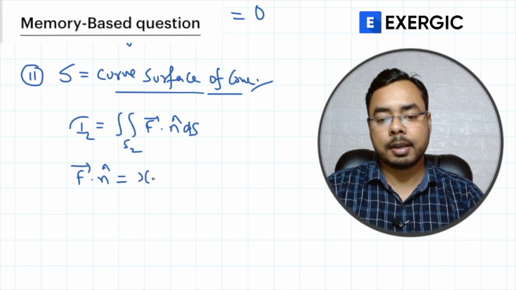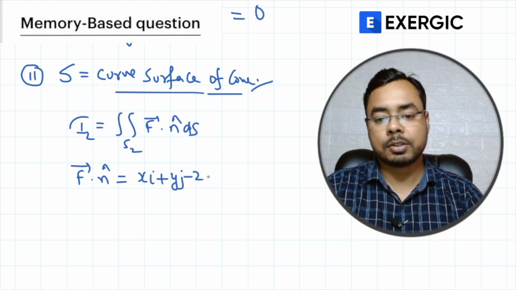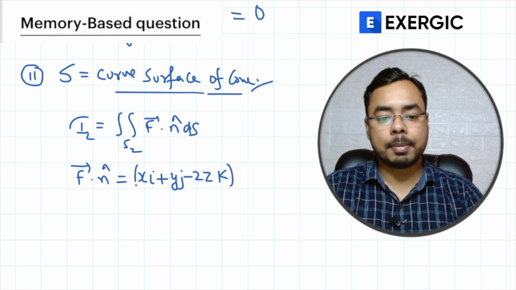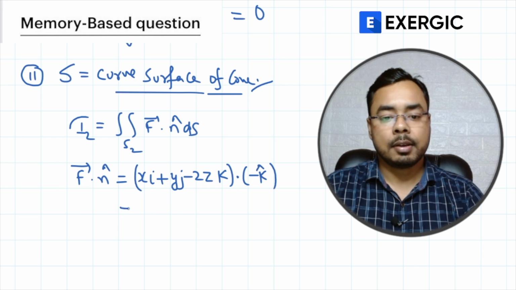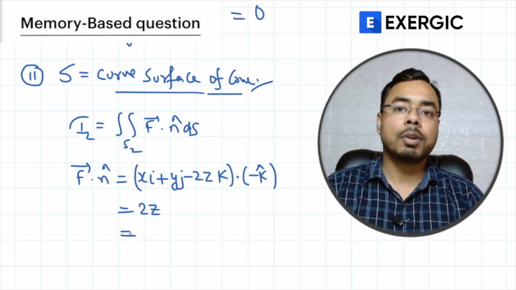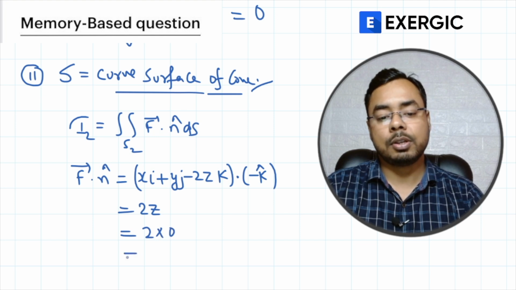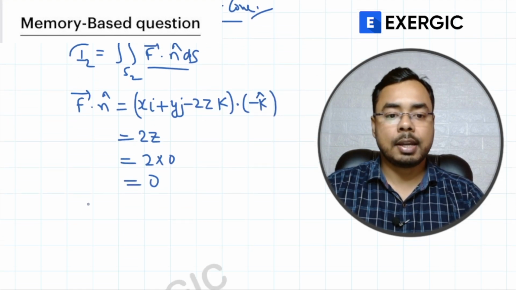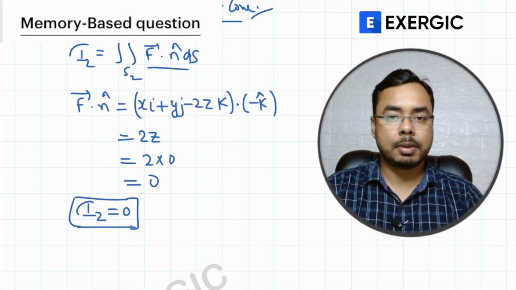So here, vector f dot n cap. Vector f is xi plus yj minus 2zk, and n cap is minus k cap, right? If I take the dot product of these two, I will get minus minus 2z, so that will be plus 2z. And remember, the circular base is in the xy plane, so in the xy plane the value of z will be 0, and therefore vector f dot n cap is 0. So from here also you can see that this integral I2, the surface integral over the circular base of the cone, will be 0.